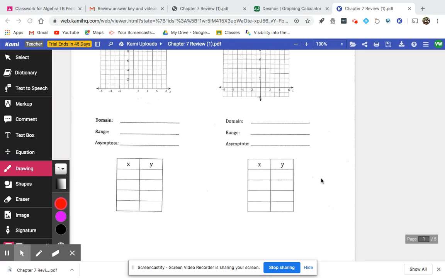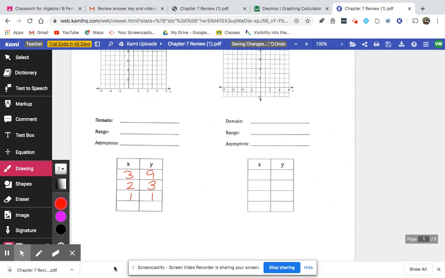I'm going to start with 3, I think. If I plug in, 3 minus 1 is 2, 3 squared is 9, so y is 9. Now I'm going to pick 2. 2 minus 1 is 1, 3 to the first is 3. Now I'm going to pick 1. That's an easy one. 1 minus 1 is 0, 3 to the 0 is 1.